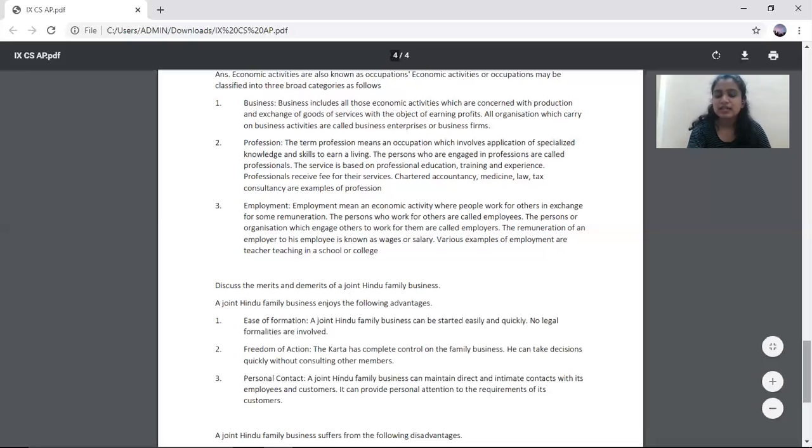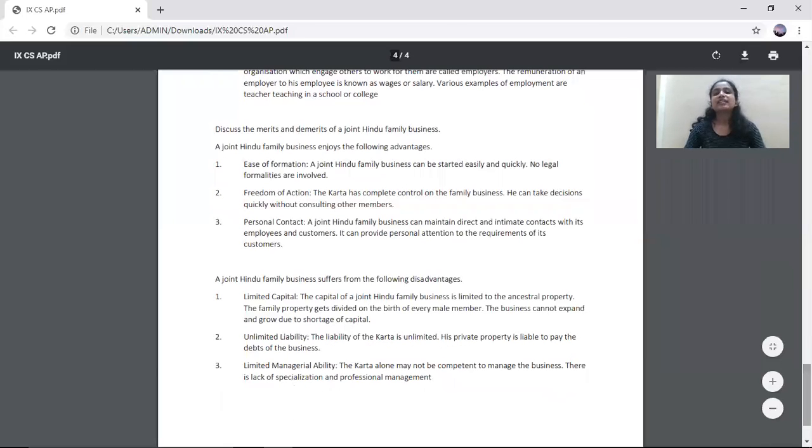Now, the next question is question 4B. It says, discuss the merits and demerits of joint Hindu family business. Again, there are two parts under this. So you will write any 3 merits and any 3 demerits. There is no compulsion to learn a particular merit or demerit. You can choose any 3 merits and demerits that you wish to write. It's completely your choice, students, whatever you are comfortable with.